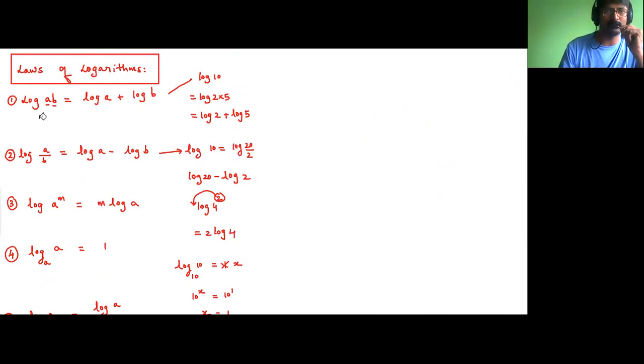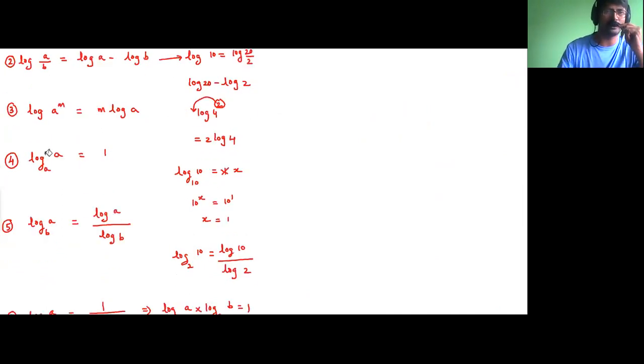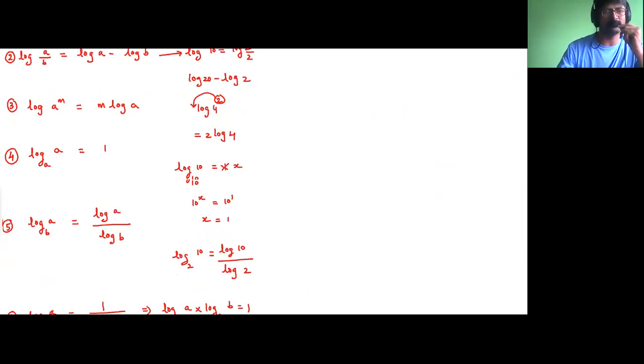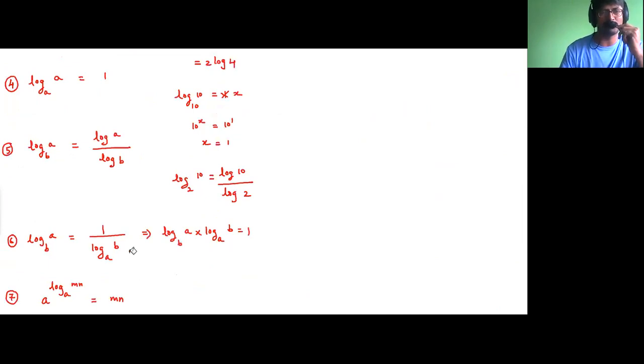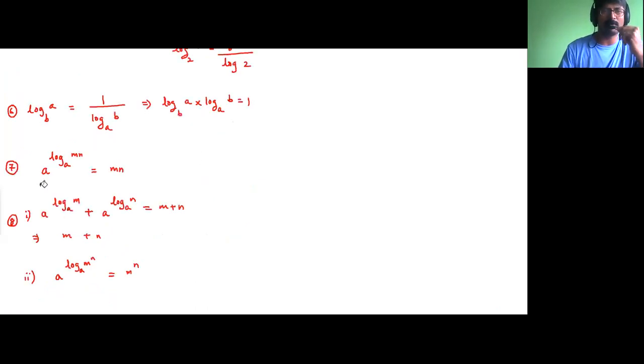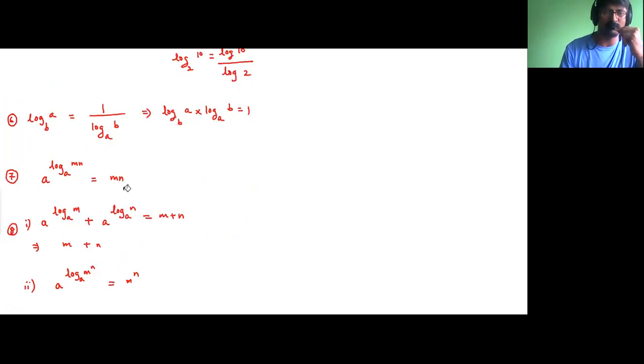So the laws of logarithm: product law, quotient law, power law. Then the fourth, fifth and sixth are the basic ones. Log a to the base a is 1, log a to the base b is log a upon log b. Then the sixth one is log a to the base b is equal to 1 upon log b to the base a; you can take it to the other side as equal to 1. Then the seventh and eighth, like a power log m to the base a, can be simply written as m. These are very important. I have seen many sums on the basis of this law in many competitive examinations, so you should be very clear with it.